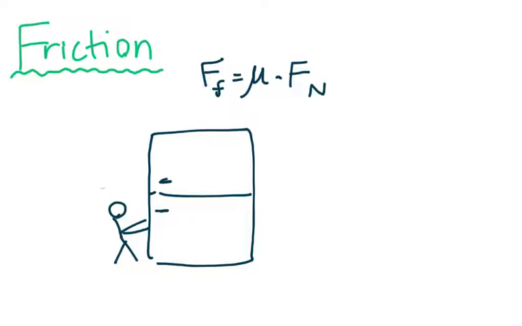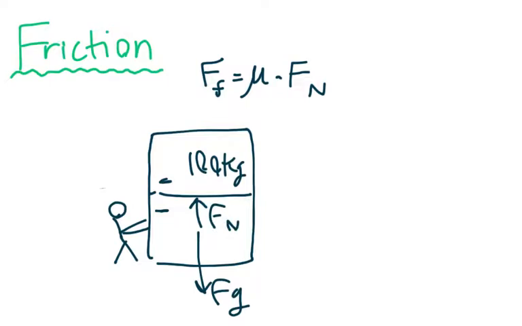So what do I mean when I say the normal force? Well, the refrigerator, let's say it's 100 kilograms, is being pulled down with some force of gravity. Because it's not sinking into the ground, it must be pushed up with the same force, which is the normal force. So pretend those vectors are the same length, because they're supposed to be.